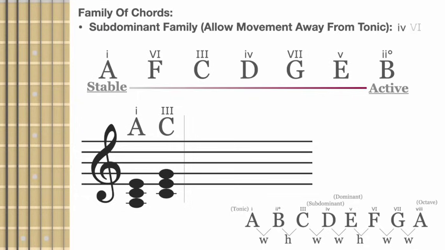Now with our subdominant, a little bit different, right? Now we've got the 4 and the 6. The 4 is our D, okay? And then that is our subdominant, right? That's just our 4. That's just it.